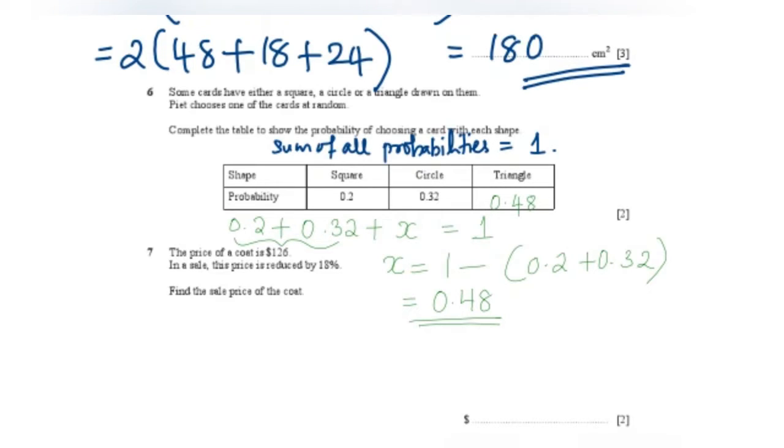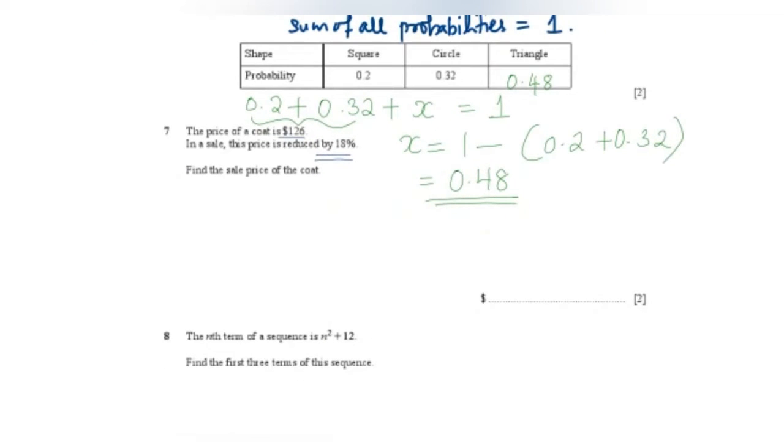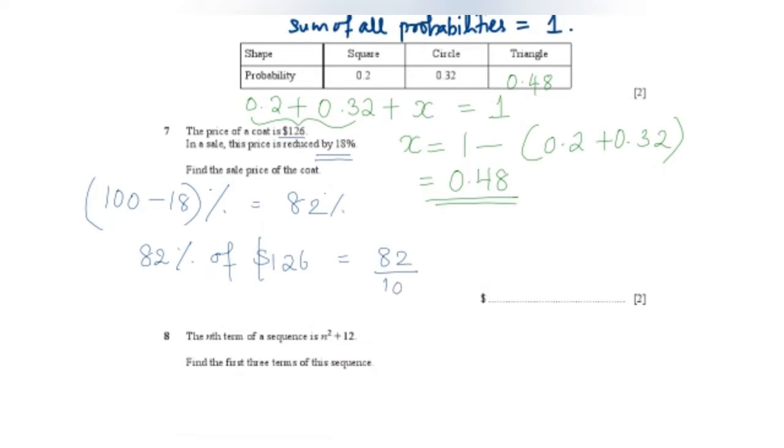The price of a coat is $126. In a sale, it is reduced by 18%. Find the sale price of the coat. So it says the price is reduced by 18%. So now the actual price will be 100 minus 18%, which is 82%. So 82% of the current price will be the selling price of the coat. So 82 by 100 into 126, which is $103.32.